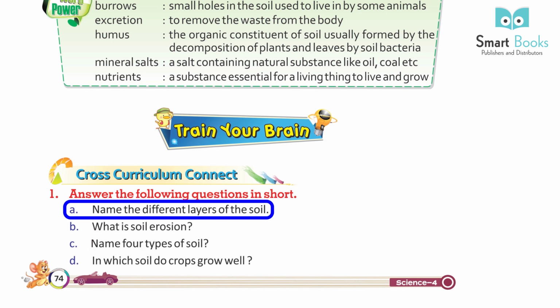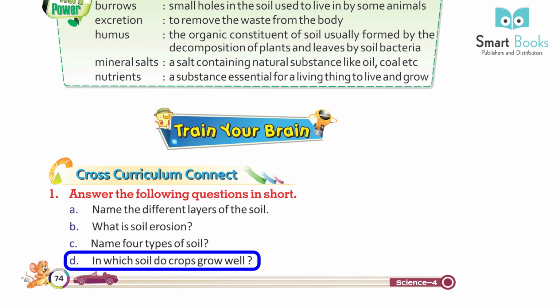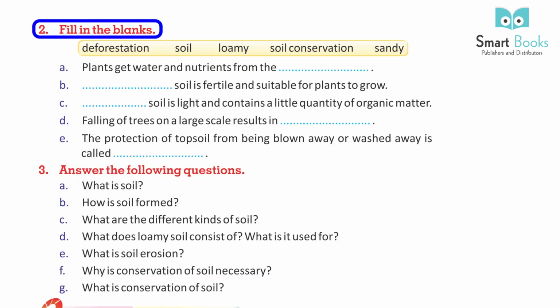A. Name the different layers of the soil. B. What is soil erosion? C. Name 4 types of soil. D. In which soil do crops grow well? 2. Fill in the blanks.